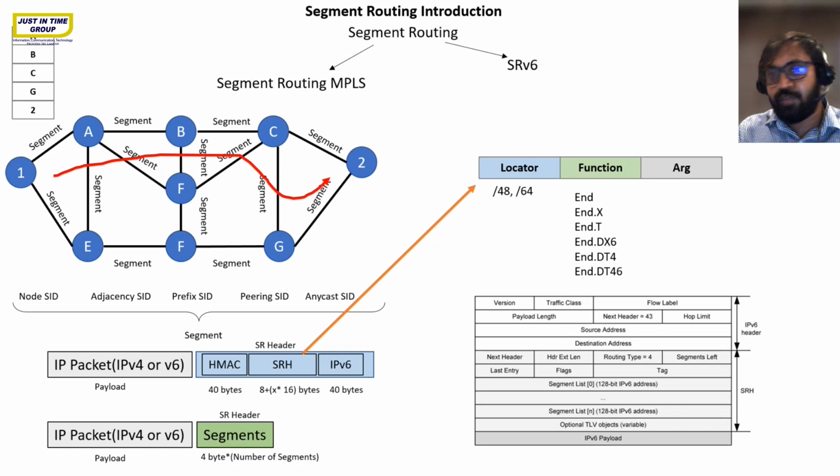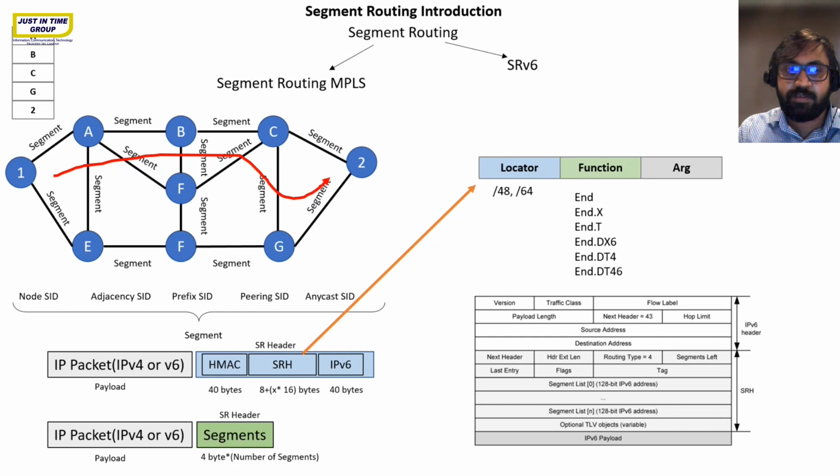And there are two flavors of segment routing. One is segment routing MPLS, and the other one is segment routing v6. The main difference is that the data plane is based on MPLS in segment routing MPLS, and in IPv6 you use the IPv6 routing extension header to carry the segment routing information. So this is a representation of how the packet would look.